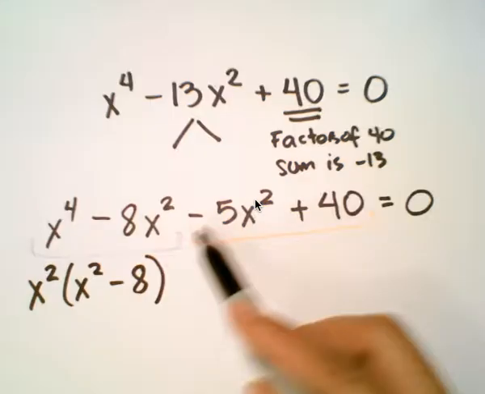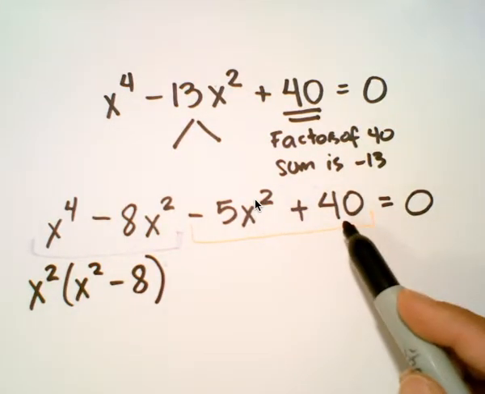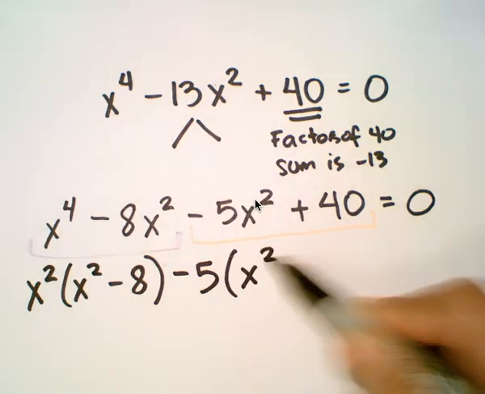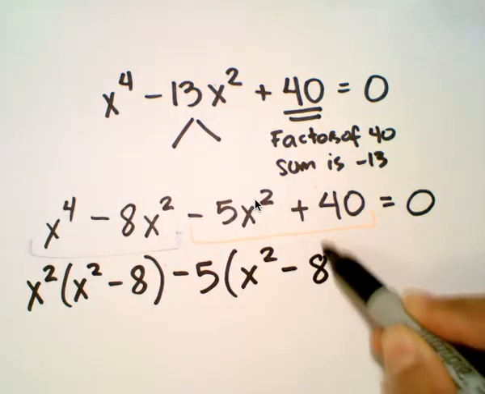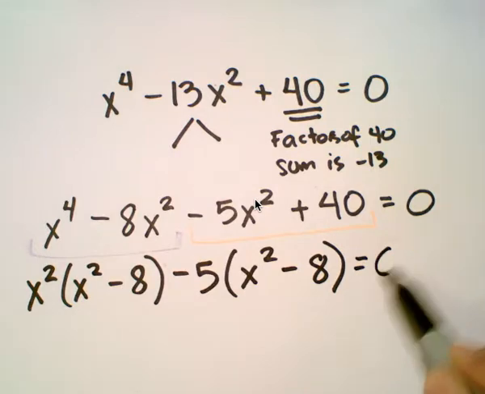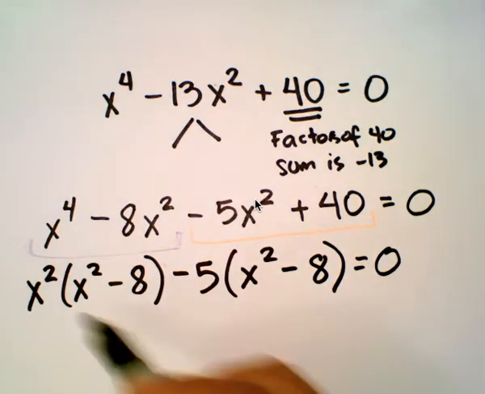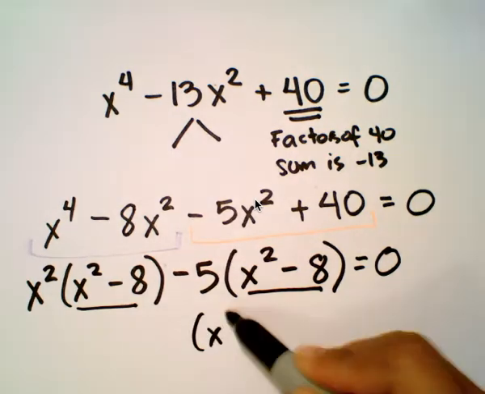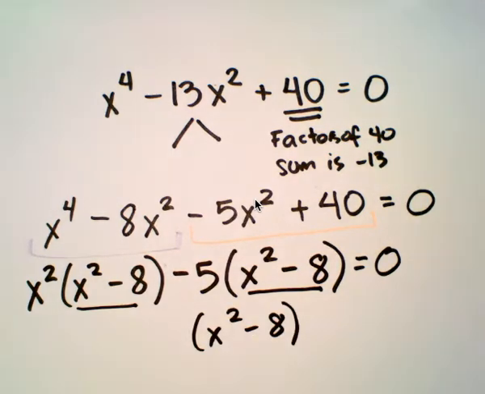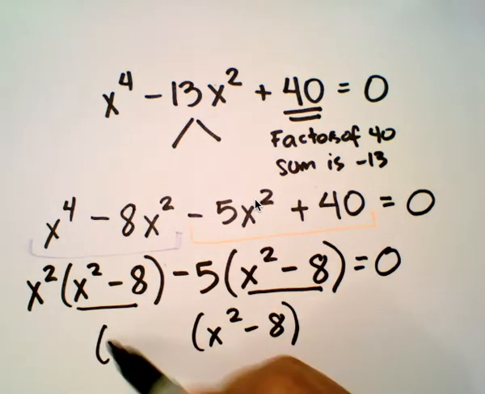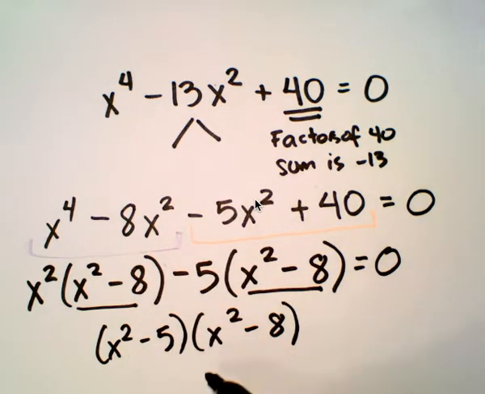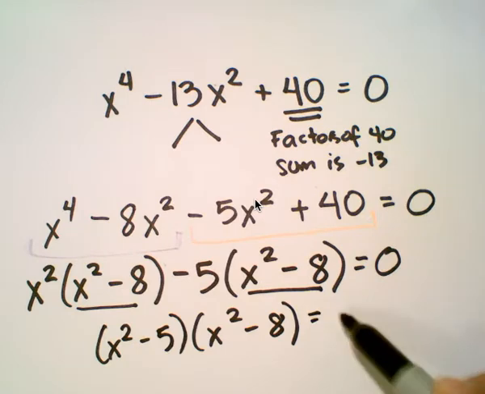And then negative 5x squared plus 40. I'm going to factor out a negative 5, and now I have x squared minus 8 left, and that is equal to 0. As soon as I have something in common, I will factor that out too, and then figure out what's left: x squared minus 5. So x squared minus 5 times x squared minus 8 equals 0.